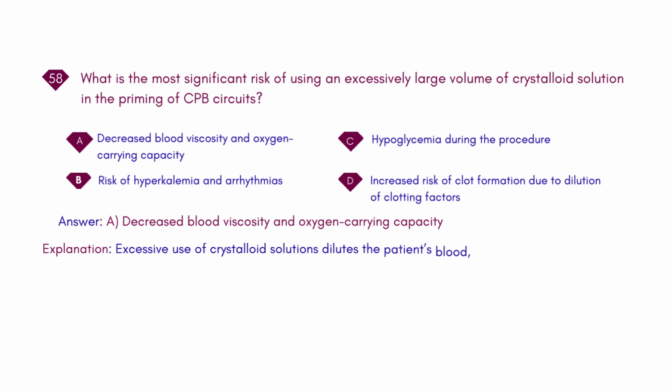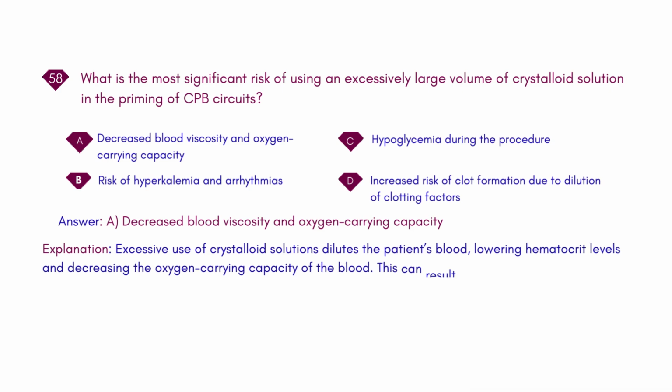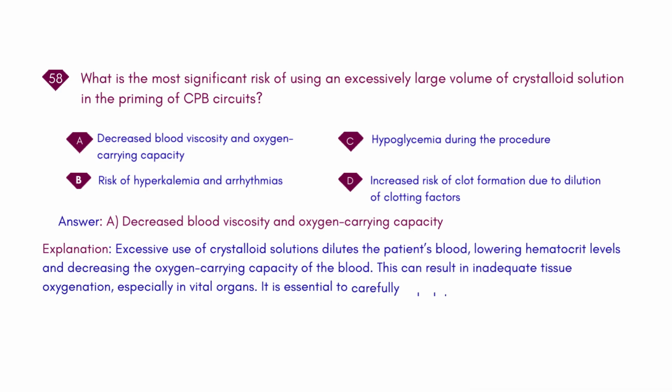Explanation: excessive use of crystalloid solutions dilutes the patient's blood, lowering hematocrit levels and decreasing the oxygen carrying capacity of the blood. This can result in inadequate tissue oxygenation, especially in vital organs. It is essential to carefully calculate the volume of priming solution to avoid excessive dilution.